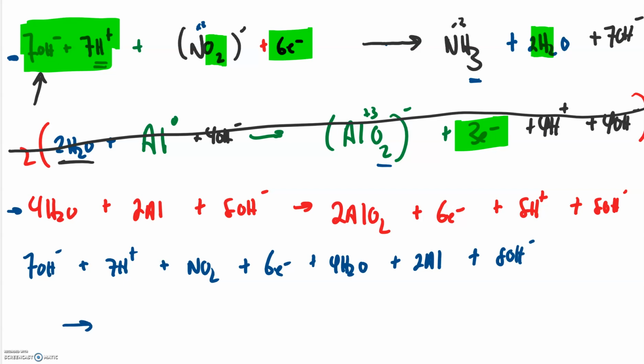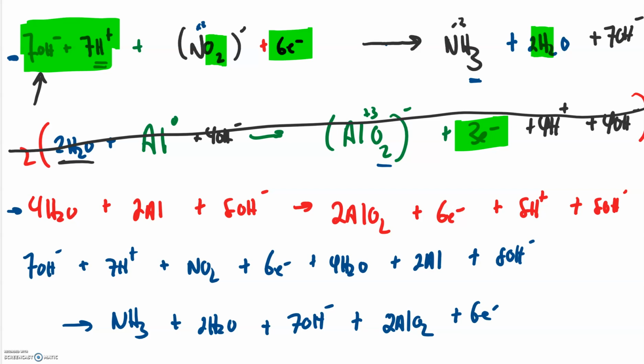On the product side, we have an H3, 2 H2O, 7 hydroxides, 2 aluminum oxide molecules, 6 electrons, 8 H pluses, and 8 OH minuses. Starting to get a little complicated. So the first thing we're going to do is get rid of stuff that appears on both sides. That takes care of our electrons.